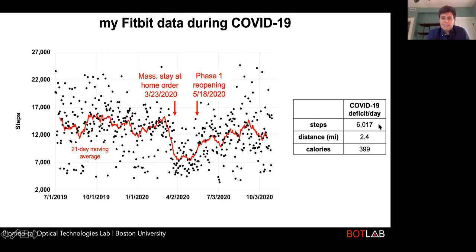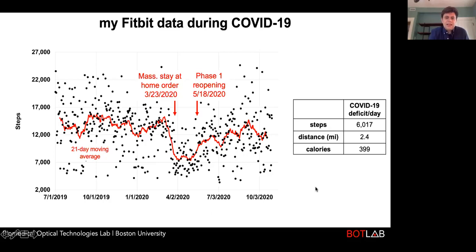During that time, I had 6,000 fewer steps each day. I covered 2.4 fewer miles and burned approximately 400 fewer calories. This likely has deleterious effects on heart health, but certainly on waistline. That's some direct evidence that I'm very aware of.